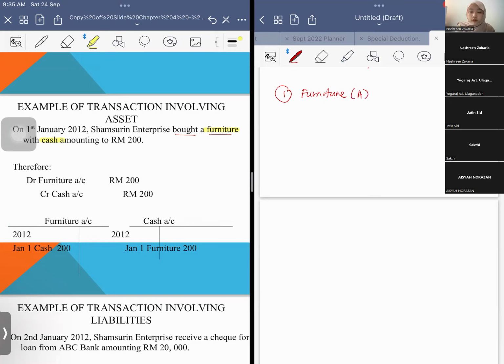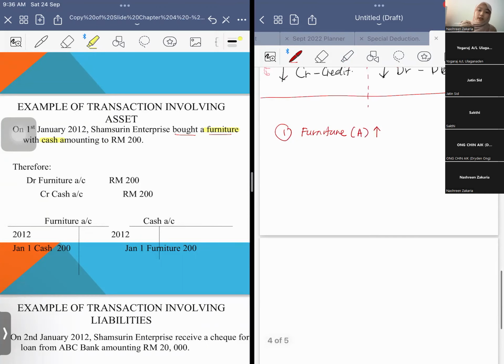Furniture too. When we bought a new furniture, what happened to our asset? The effect, is it increasing or decreasing? When we bought a new furniture, will the asset increase or decrease? Increase. Yes, correct. So the effect here will increase.